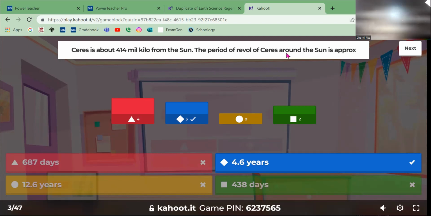They go in order. So the period of revolution of this thing, which is between Mars and Jupiter, will be between Mars and Jupiter's time. So Mars is 687 days. Jupiter is 11.9 years. So the only answer that falls in between those is the 4.6 years.